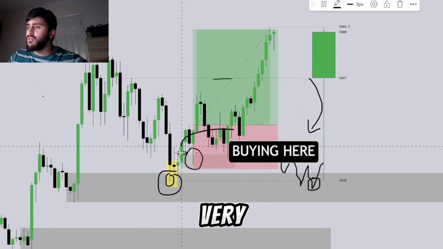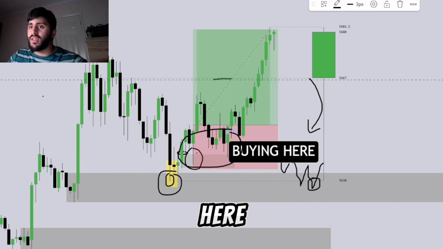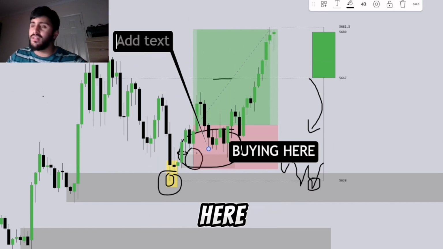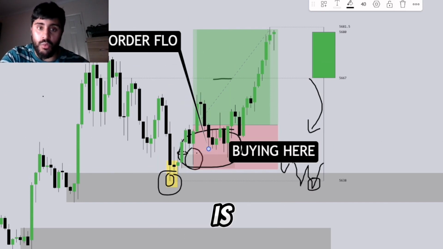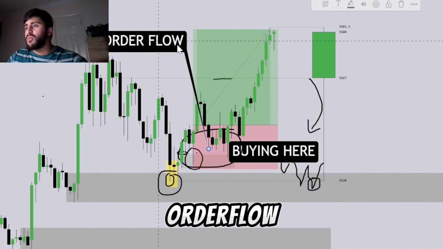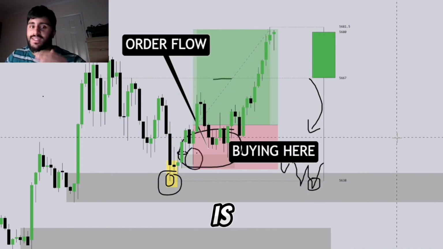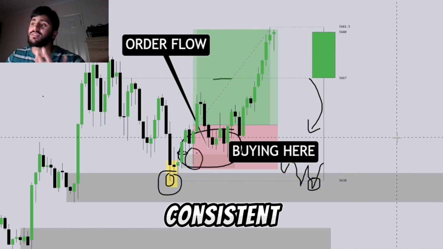And it's very important you understand what's going on here. Very important. This here, ladies and gentlemen, is order flow. So if you're not using order flow, this is probably the reason your power of three is inconsistent and it's not giving you consistent results.